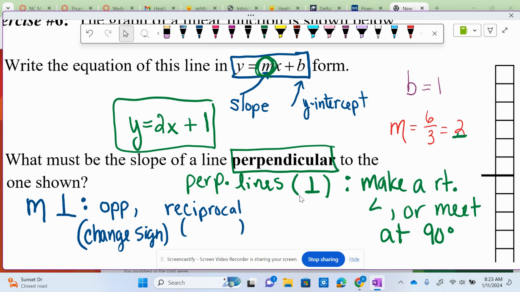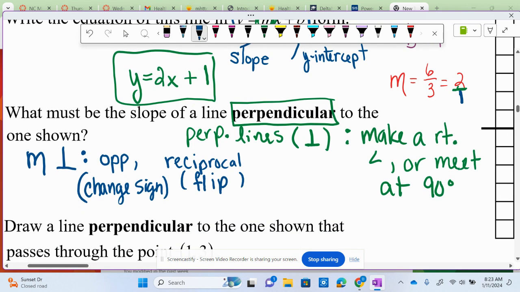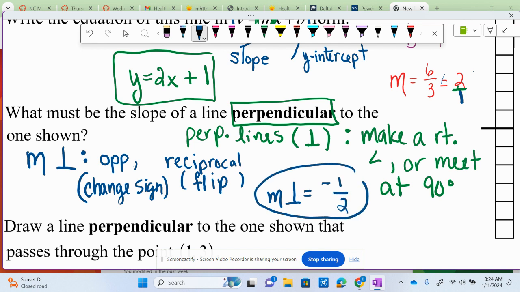Flip it. Yeah, you flip it. So instead of 6/3, it's 3/6. We reduced our slope to 2. So if I write it as 2/1, the reciprocal would be what? 1/2. It means flip. So the slope of our perpendicular line has to be the opposite. Well, what's the opposite of a positive? A negative. And the flip of 2/1 is 1/2. Good job, you guys. That's awesome.